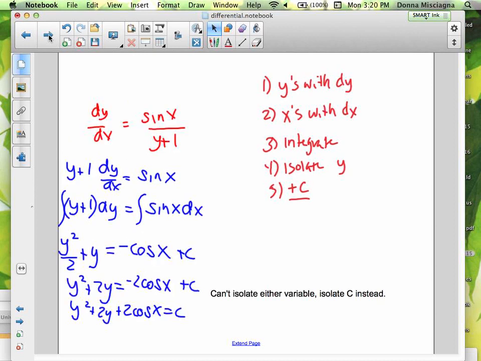All right, so here's one that's a little bit longer and a little bit different. So now, again, I get y's with dy's, x's with dx's. So we'll multiply both sides by, in this case, I think I moved the y plus 1 first. So we multiplied both sides by y plus 1. That's fine. Then I multiplied both sides by dx. So now I've got y plus 1 dy equals sine x dx. Okay. So now we're going to integrate both sides.